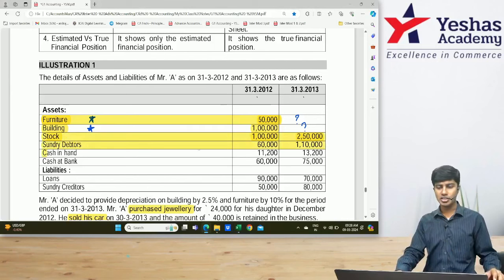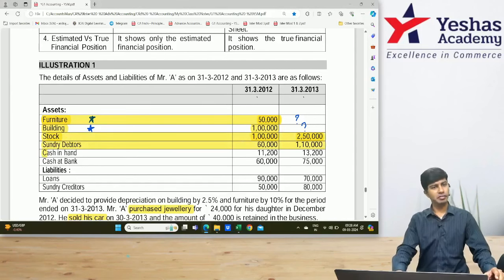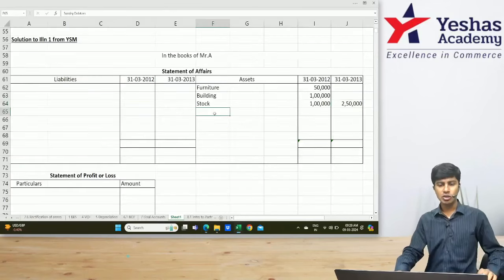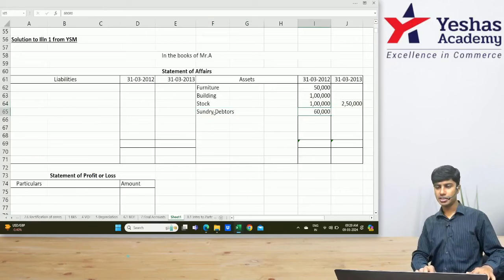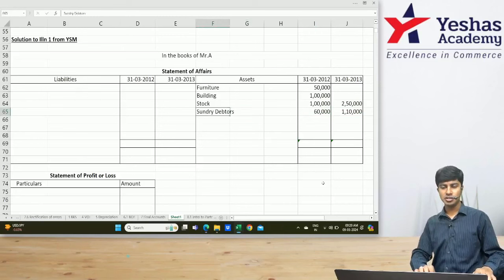Sundry debtors. How much? Opening 60, closing 110. We'll write 60 and 110. Asset side, sundry debtors, 60, 110. Done. After that, cash. 11,200, 13,200. Don't touch. Someone else's cash.